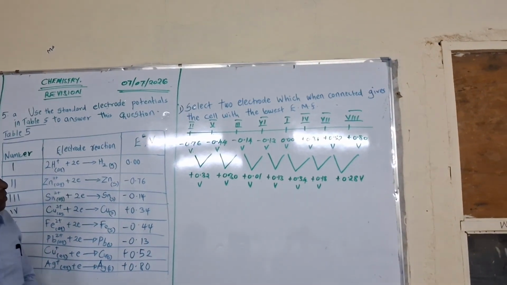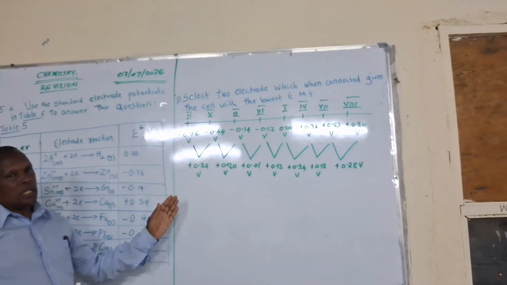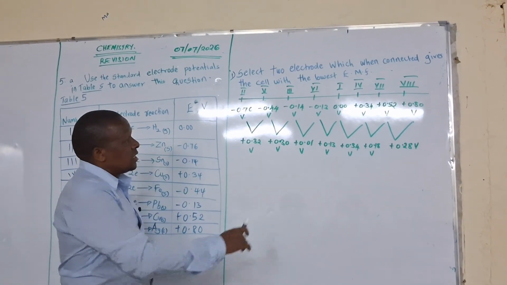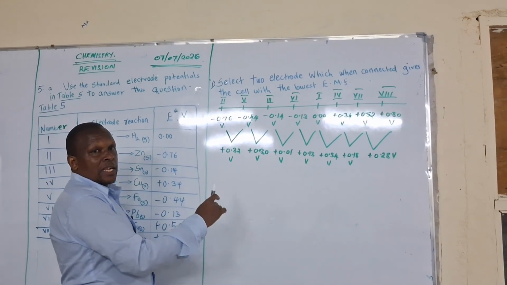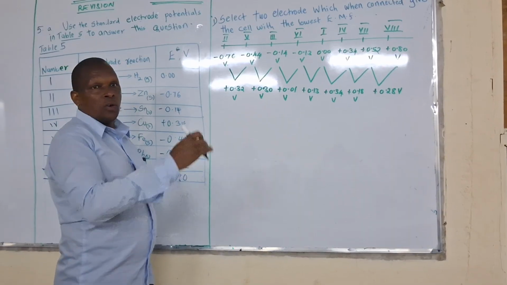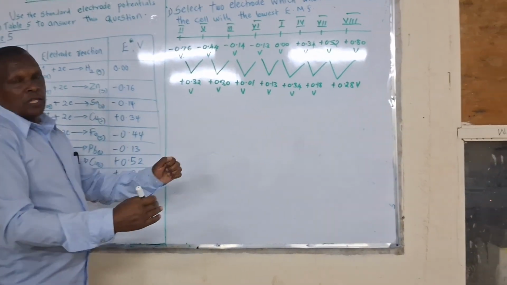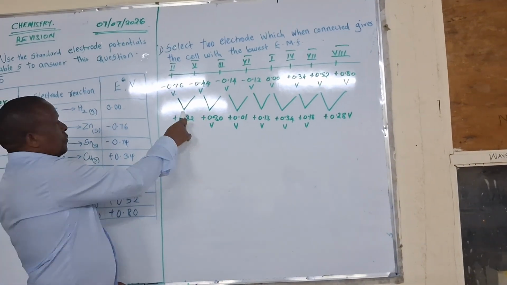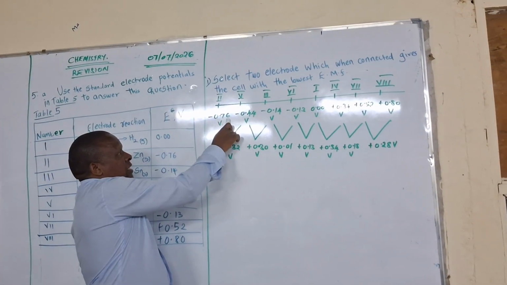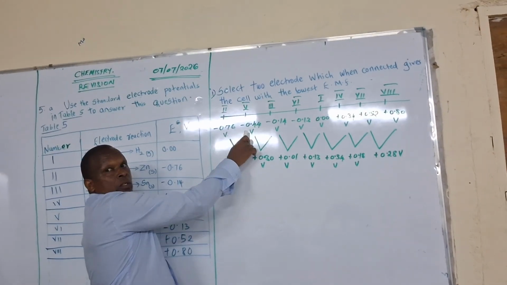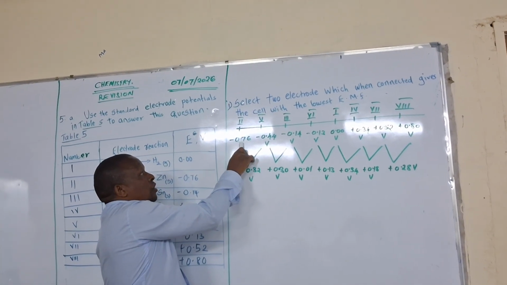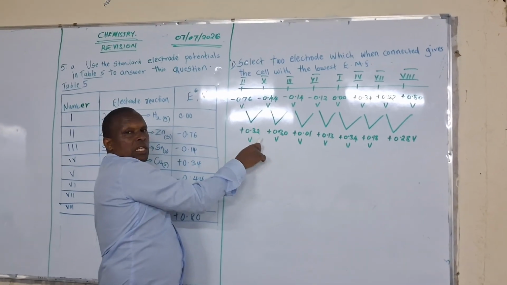From the calculation of standard electrode potential for the cell, that is the EMF of the cell, this is what we have got. To calculate the EMF, we say EMF is equal to the standard electrode potential of the right hand side less that of the left hand side. For example, to get this one, we subtract negative 0.76 from negative 0.44. So it is negative 0.44 less negative 0.76. You get positive 0.32 volts.